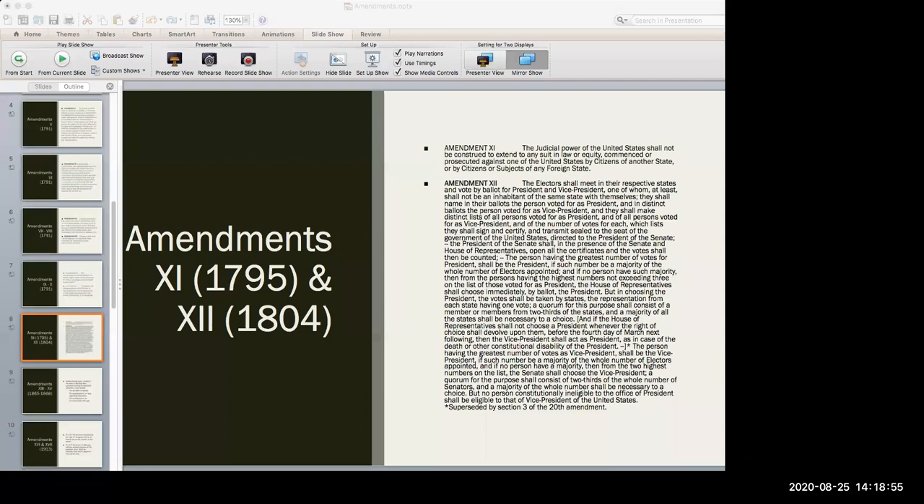So, where were we? We were about to go to the next set of amendments. The next set of amendments are the 13th, 14th, and 15th amendments, and those amendments were tied together. They were passed in the period at the end of the Civil War. So does anyone know what the 13th, 14th, and 15th amendments are?